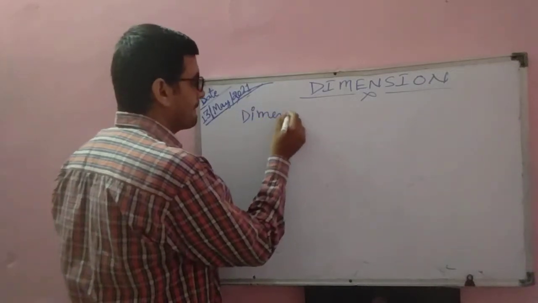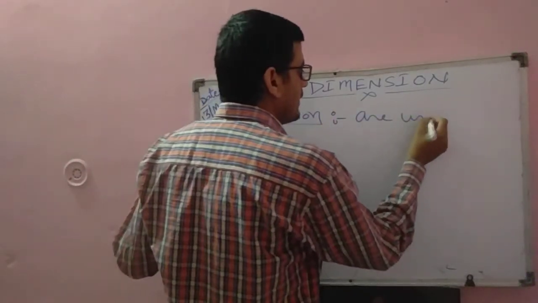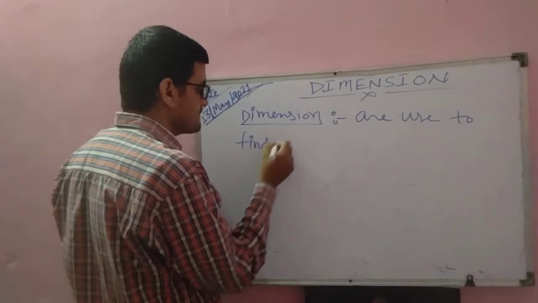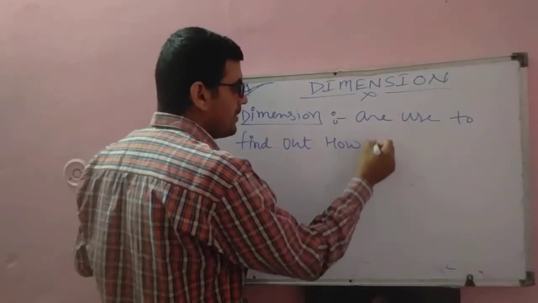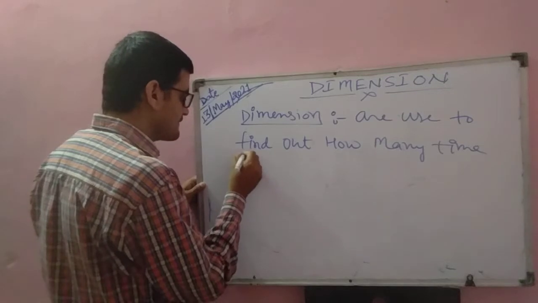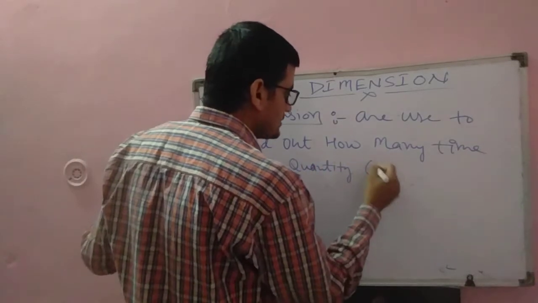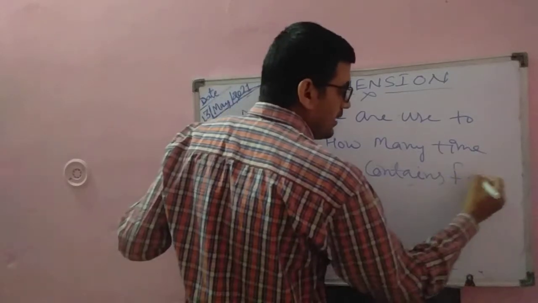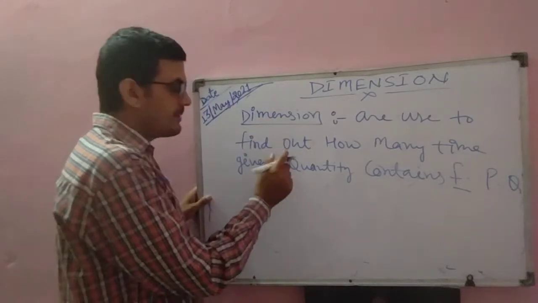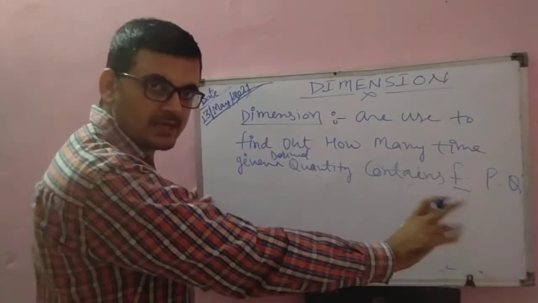So dimensions are used to find out how many times a given quantity, meaning a given derived quantity, contains fundamental physical quantities.